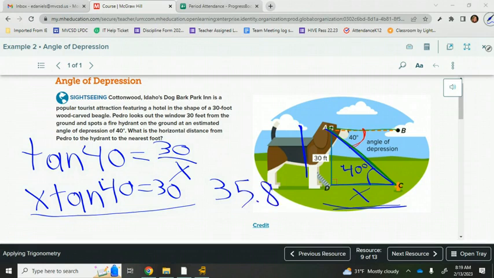35.8. Is that the final number that we're working with? No, why is it no? Rounded to the nearest foot? Okay, yeah, that's true. But do we need to add anything else to it? No, because we're just looking for that horizontal distance. There's nothing else that we needed to add to it. So that is the number we're looking for. Again, we just had to round it. Any questions on that?